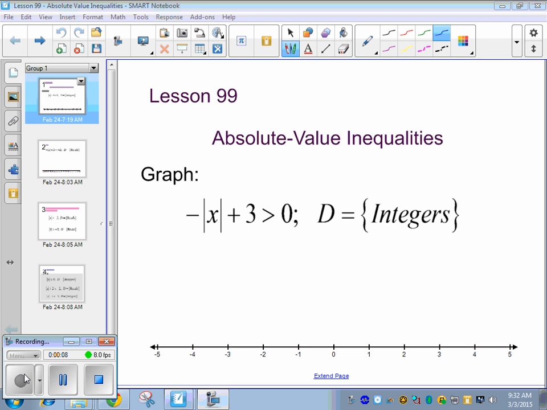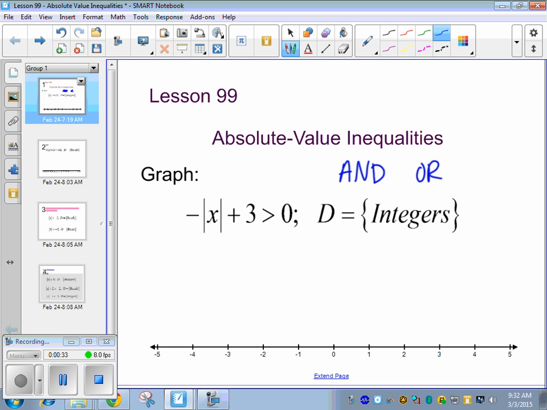Alright, you guys, lesson 99, absolute value inequalities. We did do these last year. You may not remember. It's been a while. When you have an absolute value with an inequality, you're always going to end up with an "and" or an "or" graph. An "and" graph is shaded between, and an "or" graph has points going out.